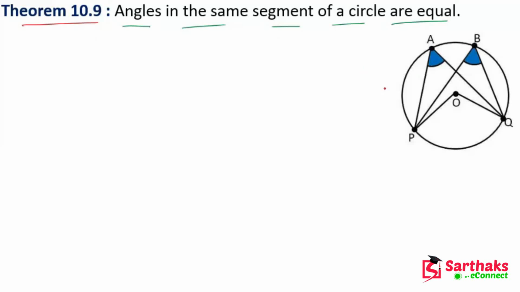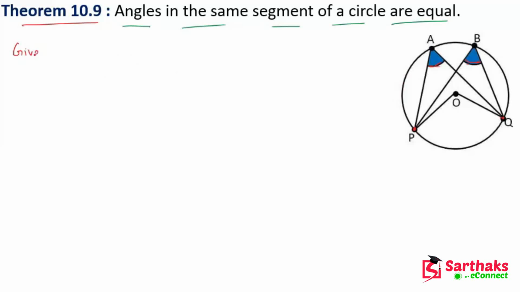So according to this theorem, let's suppose we have a point P and a point Q. With the help of these 2 points on the circle, the angles subtended are angle A and angle B. According to this theorem, these 2 angles are equal. Okay, now let's prove this.